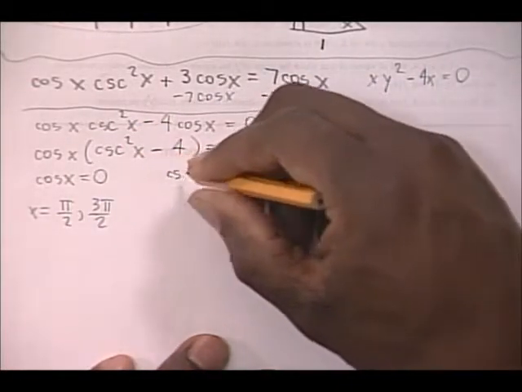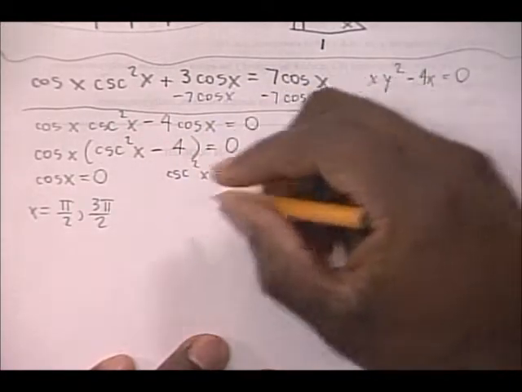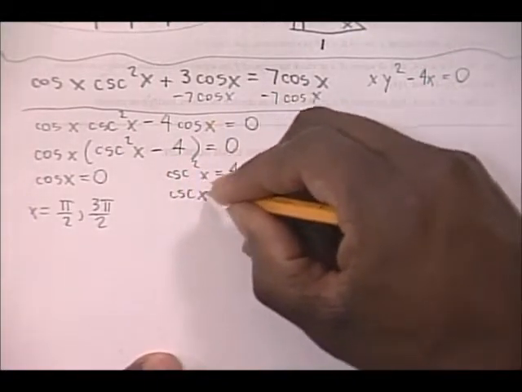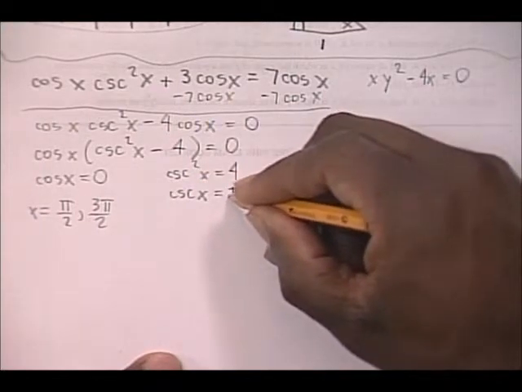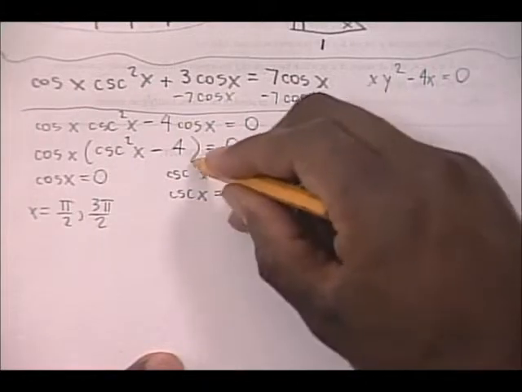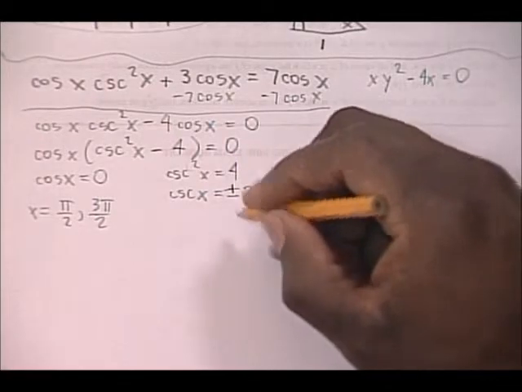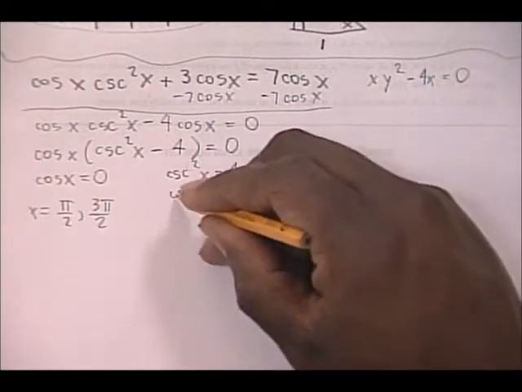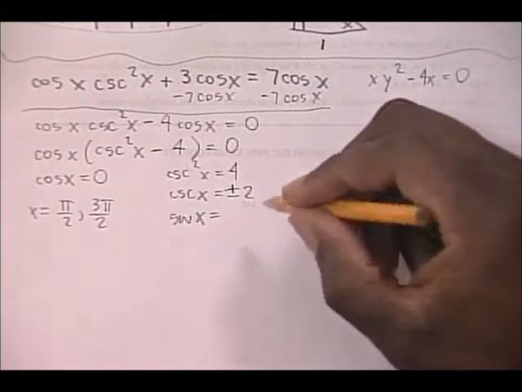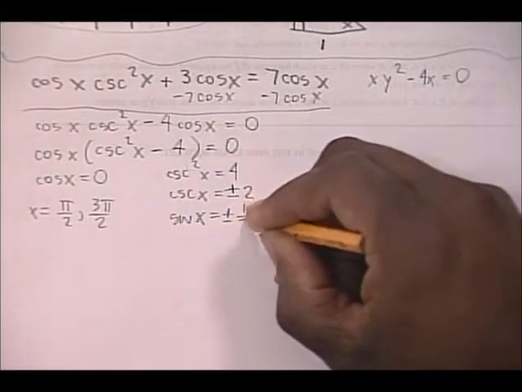You get cosecant squared x is equal to 4. After you add 4 to both sides, you take the square root of both sides. You get cosecant x is equal to plus or minus 2. Again, that's an error waiting to happen. Be careful. It's a second degree equation. You're going to get 2 solutions. All right, and I took the square root of both sides, adding the positive and negative. So you end up, the reciprocal of cosecant is sine x. Reciprocal of plus or minus 2 is plus or minus half.